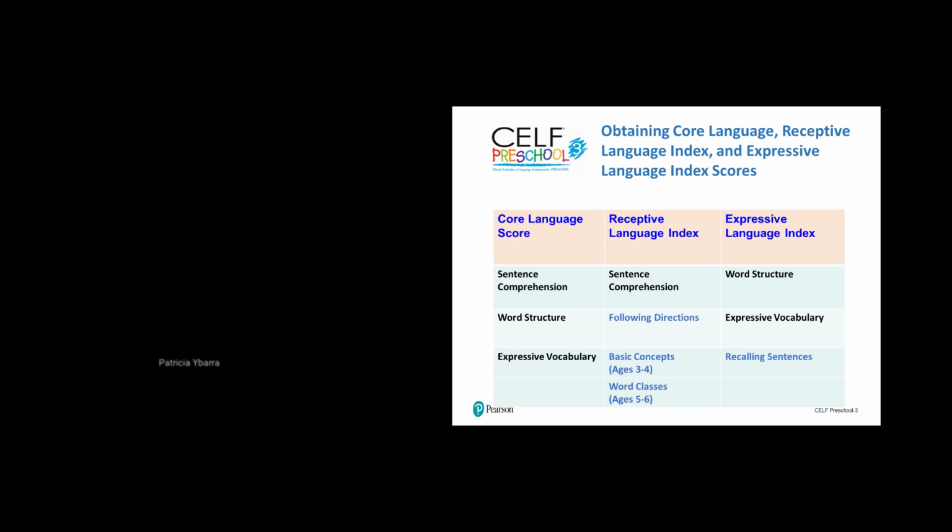Because sensitivity and specificity data are available for these scores, they can be used to help make decisions about the presence or absence of a language impairment.